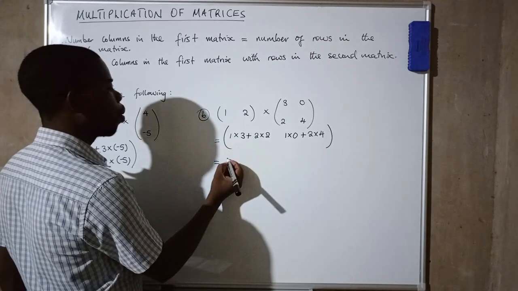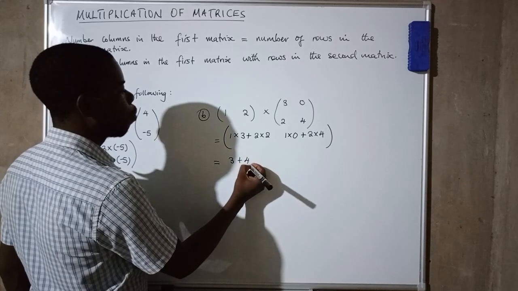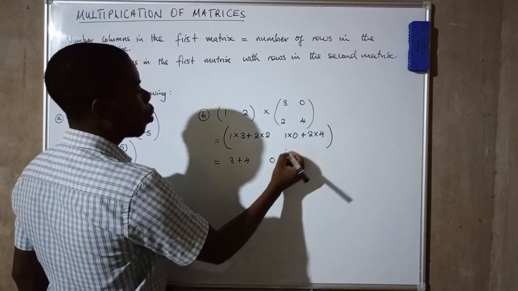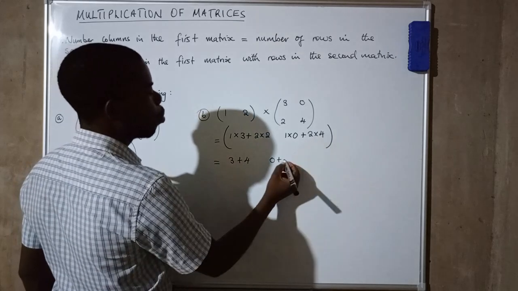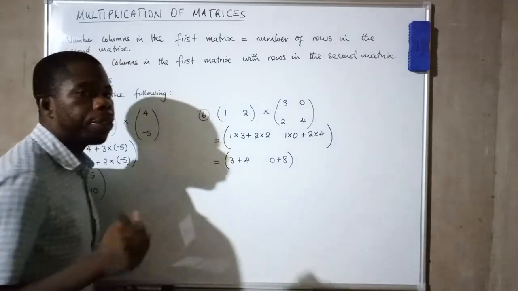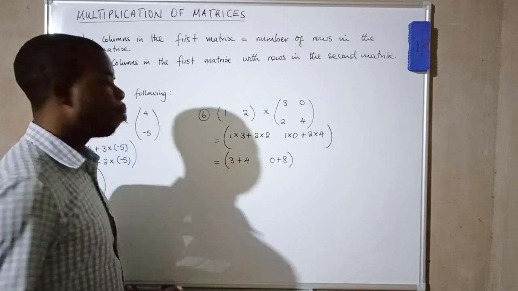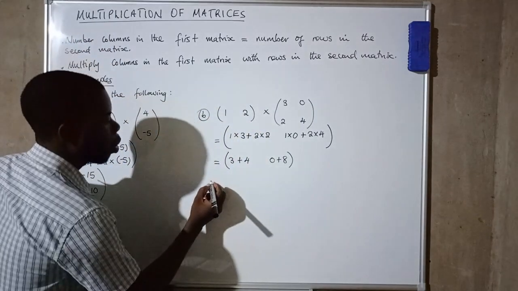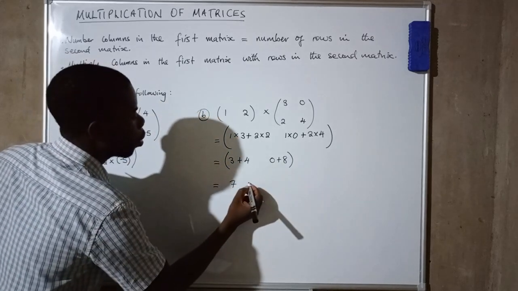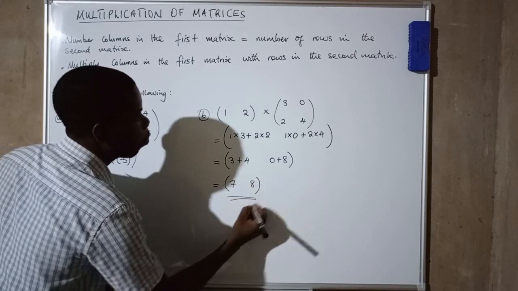So say 1 times 3, which will be 3, then plus 2 times 2, which will be 4. Then here you come, 1 times 0, it will be actually 0, then plus 2 times 4, which will be 8. So you can close like this. It's very important that you don't skip any steps because usually when you are skipping steps, you are likely to make mistakes. So you say equals 3 plus 4, 7, then 0 plus 8, which is 8. So this will be the answer. Okay.